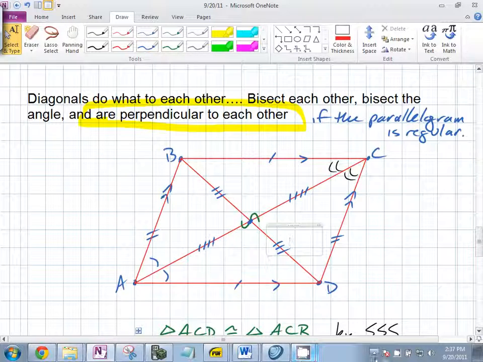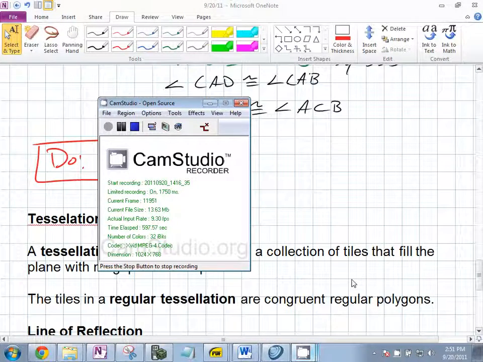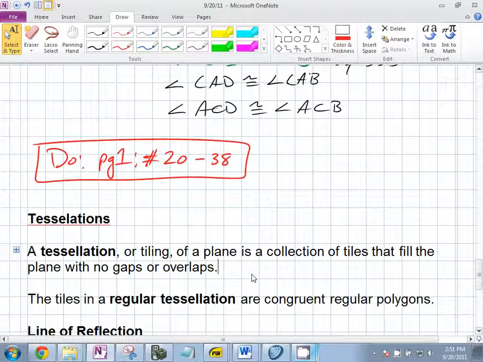A tessellation is a collection of tiles that fill the plane with no gaps or overlaps. The tiles in a regular tessellation are congruent regular polygons. What's a regular polygon? A regular polygon is a polygon that is equiangular and equilateral.